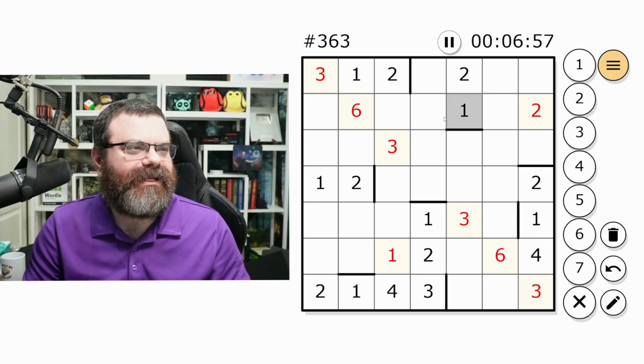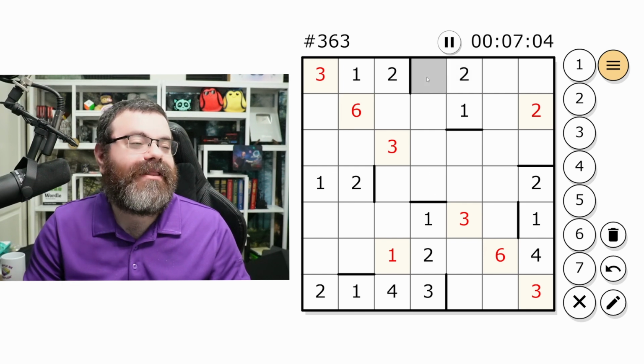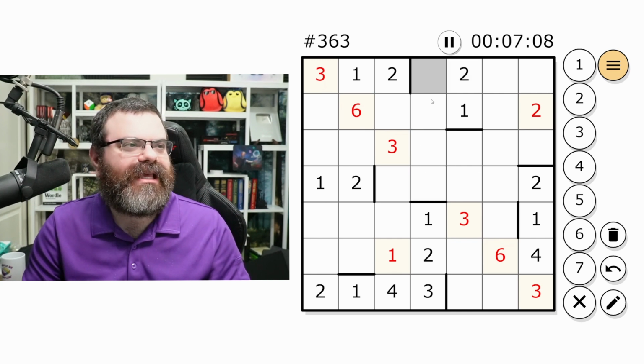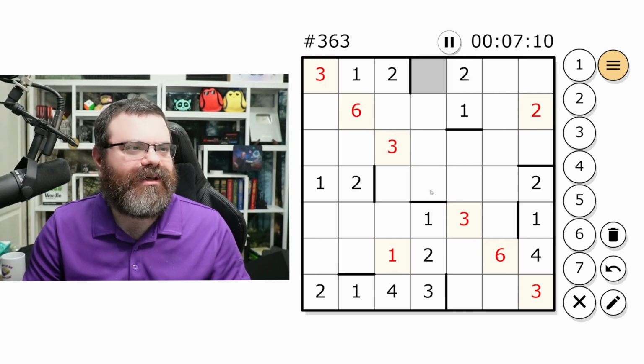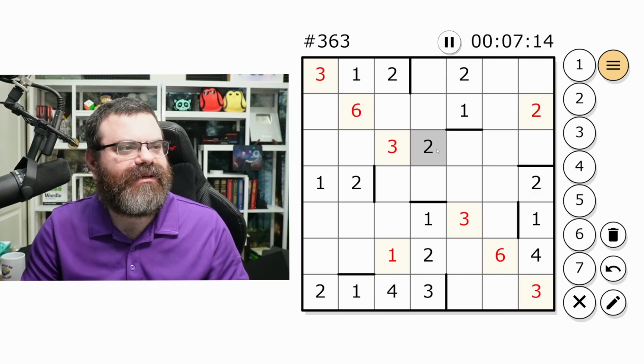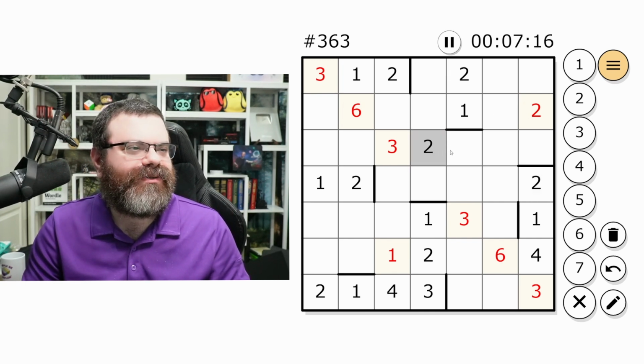Does getting this 1 help anything? Does getting the 2 help anything? I'm not immediately clear. Actually, look at this column here. Because what I saw was that this cell here can't be 2 anymore. So we want to look at its column and go, well, what does that mean for 2 in this column? This already couldn't have been 2, and this already couldn't have been 2. So now this is the only place for 2 in the column. And we want to follow up on that 2 if we can.